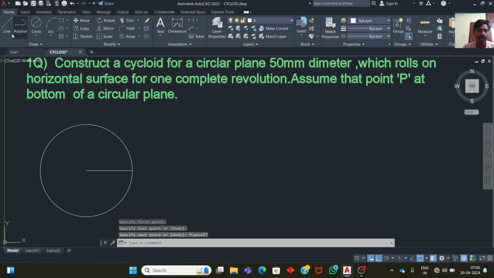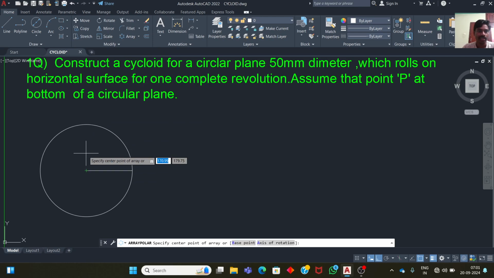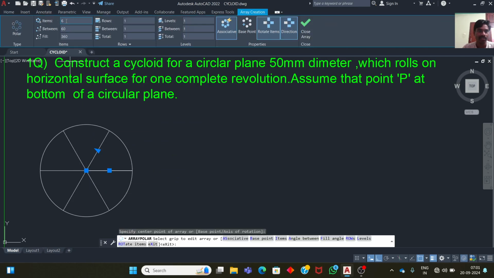For that, I am drawing a line from the center of the circle to any quadrant. Then select this line, go to polar array and click the center of the circle. By default, it is divided into 6 items. I will change it to 8.